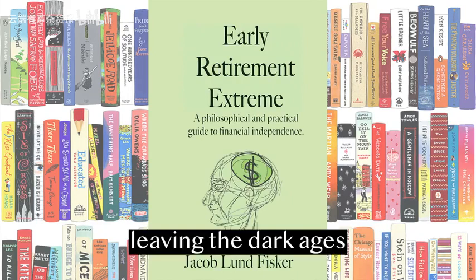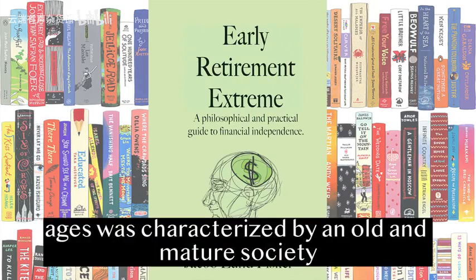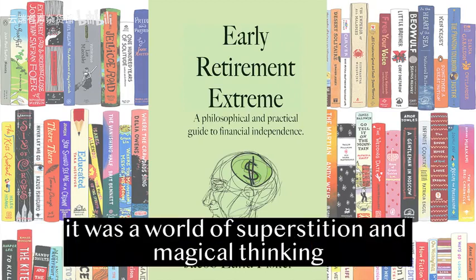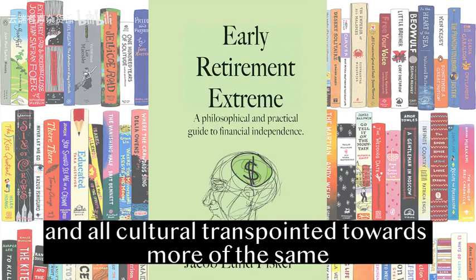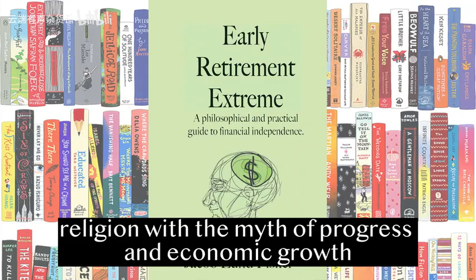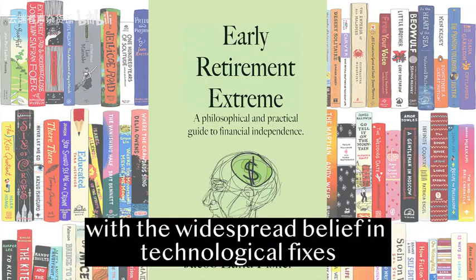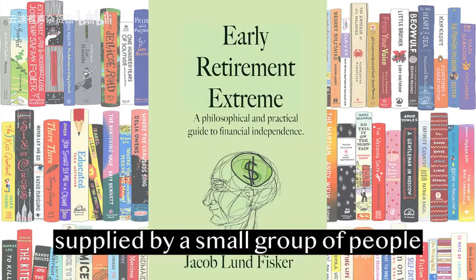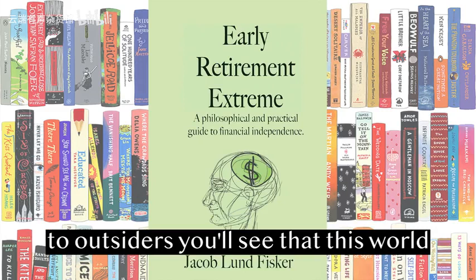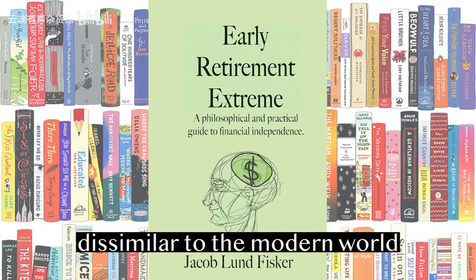3.3.1. Leaving the Dark Ages. The Dark Ages was characterized by an old and mature society set in its ways. Ruled from the top down by kings and governed by religion, it was a world of superstition and magical thinking, where the individual had few options and all cultural trends pointed towards more of the same. If you substitute kings with national governments, religion with the myth of progress and economic growth, and superstition with the widespread belief in technological fixes supplied by a small group of people who are mostly unable to explain their knowledge to outsiders, you'll see that this world was perhaps more similar than dissimilar to the modern world.